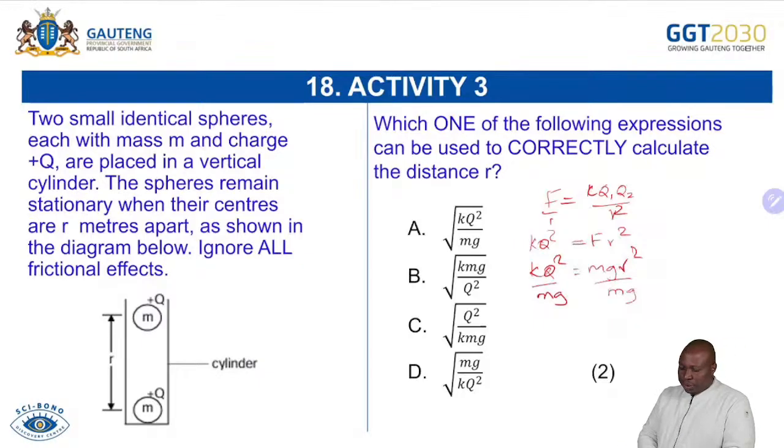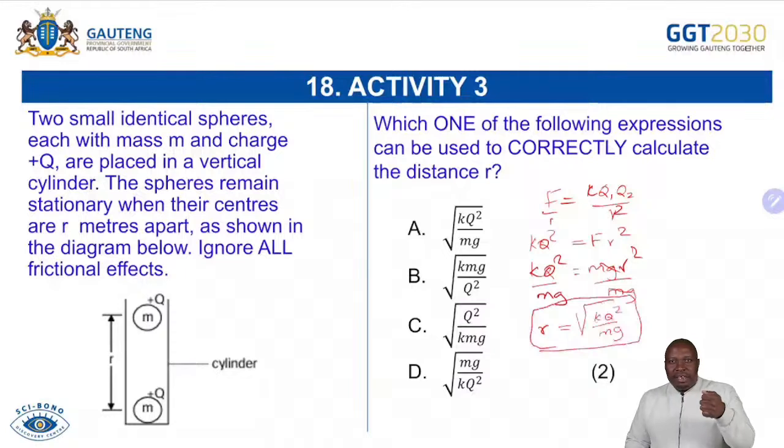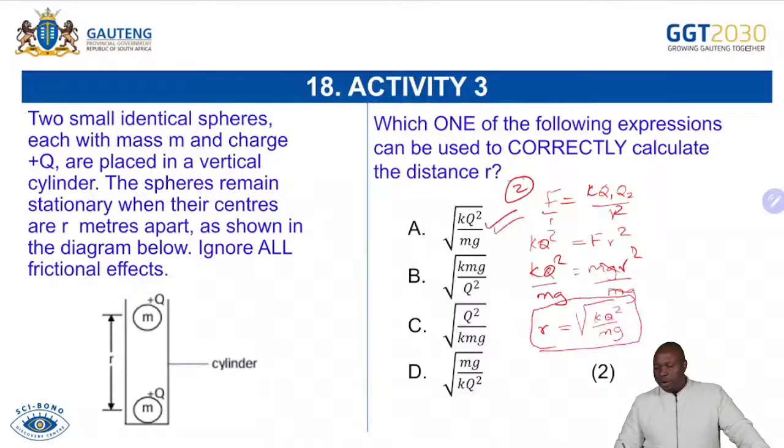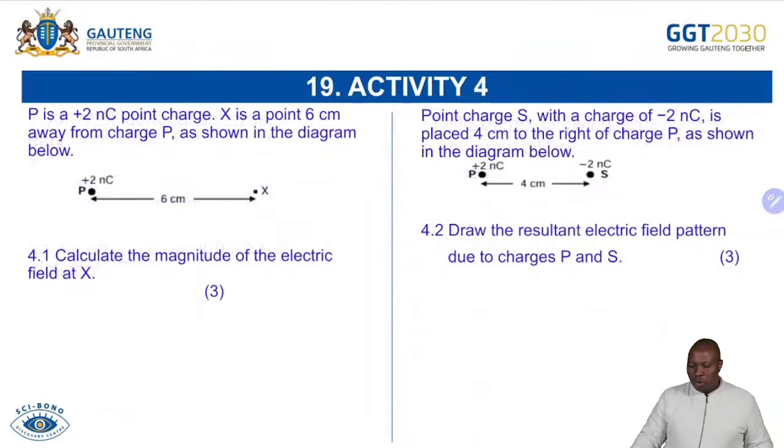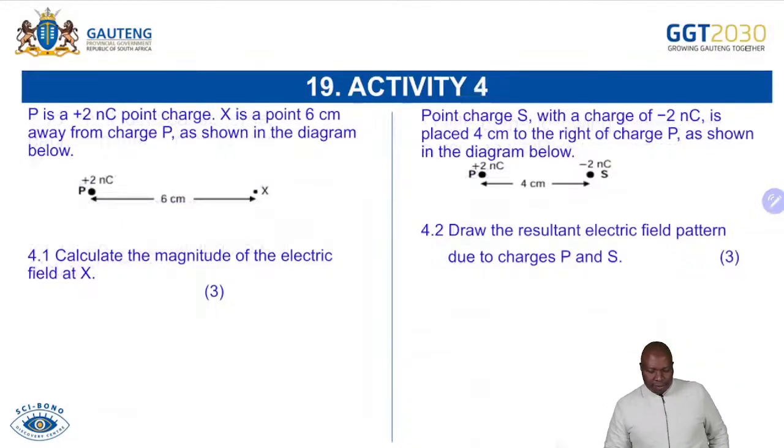You must take the square root of both sides, and then you are going to get R equals the square root of KQ squared over mg. You see, I didn't go and thumbsuck the answer. I've done the necessary working to get to the correct answer. KQ squared over mg. So you're able to see that your answer is A, for 2 marks. So it's very important that you do the calculation, and when you choose the answer, you are 100% sure that you are going to get your 2 marks. I've done the question correctly.